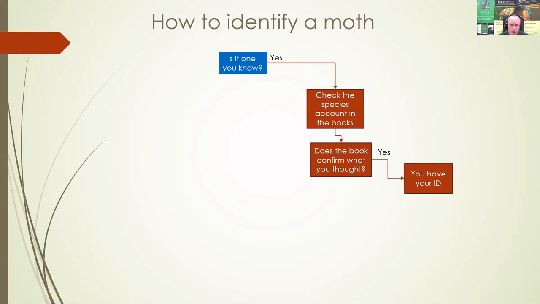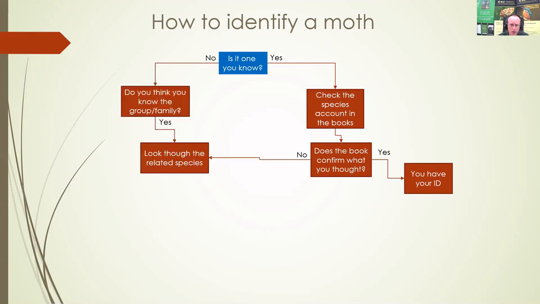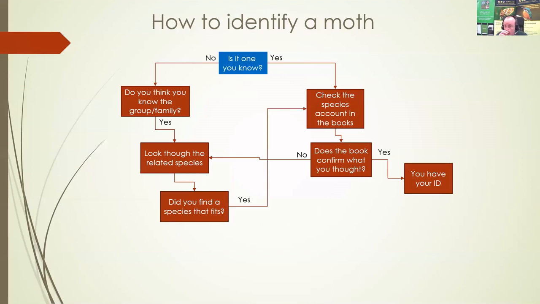So if you do know what group it is, or if the books didn't confirm what you thought it was, then you look through the related species until you hopefully come up with something that fits what you're looking at. And if it does, go back, double check from the books, make sure that it fits the various criteria that I'm going to come on to in a sec.